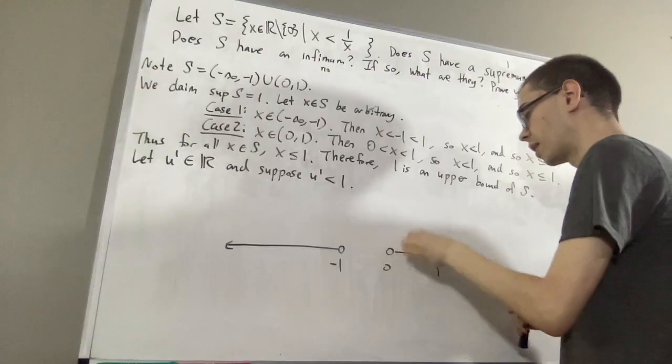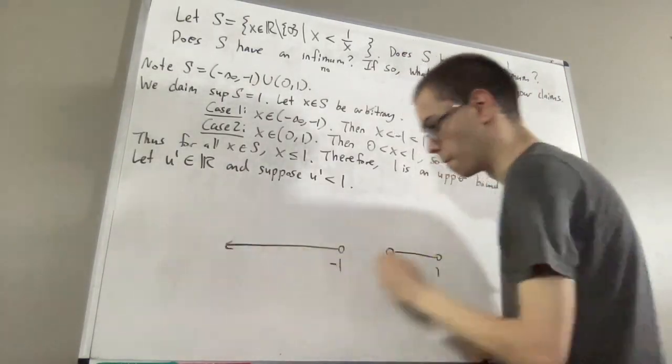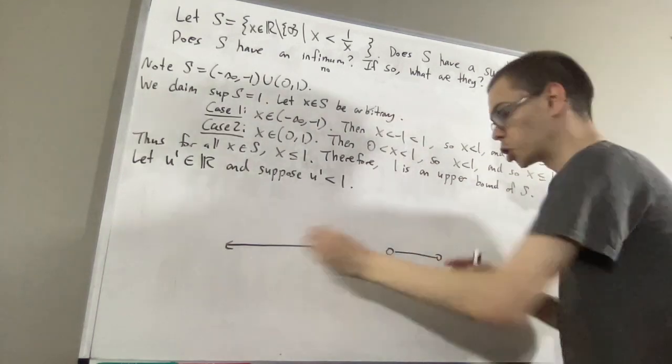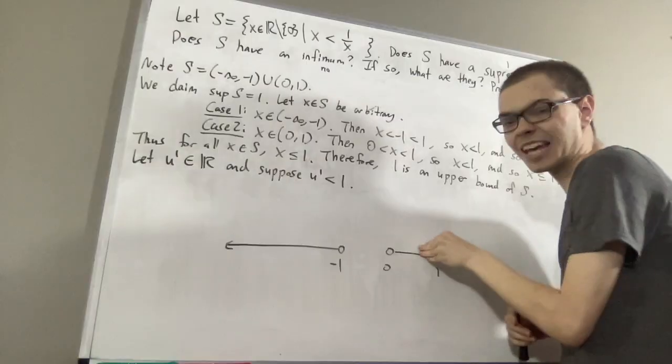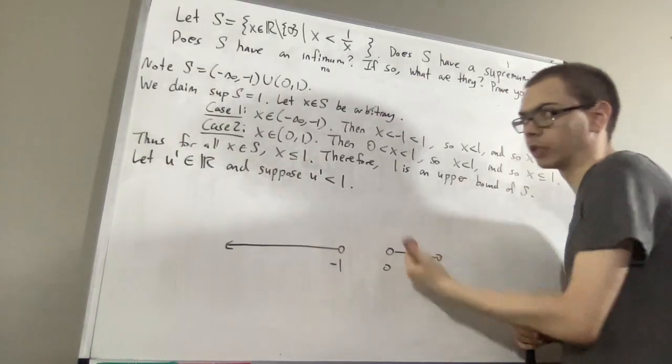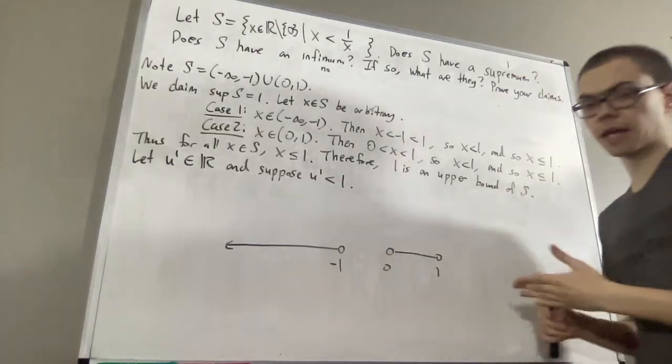But if u prime doesn't lie in the interval, then as you can imagine, it would be somewhere to the left of this interval. But then we just choose any element of this interval, and u prime would be strictly less than that element in the interval. So u prime is strictly less than some element of S. So really we're going to split it up into cases that way.